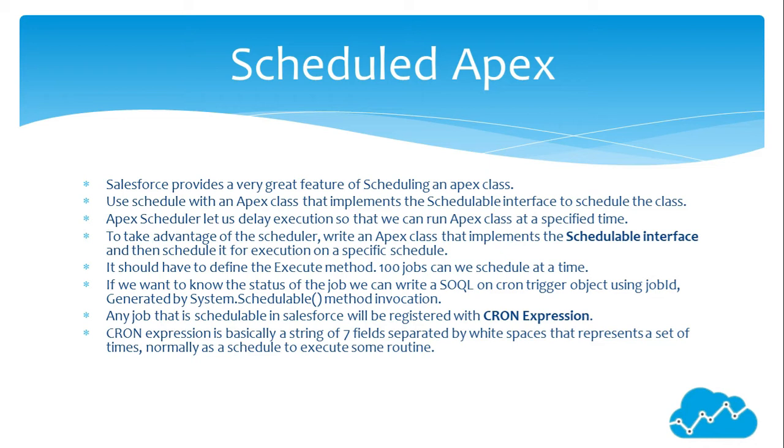Any job that is scheduled in Salesforce will be registered with a cron expression. A cron expression is basically a string of 7 fields separated by white spaces that represents a set of times, normally as a schedule to execute some routine.